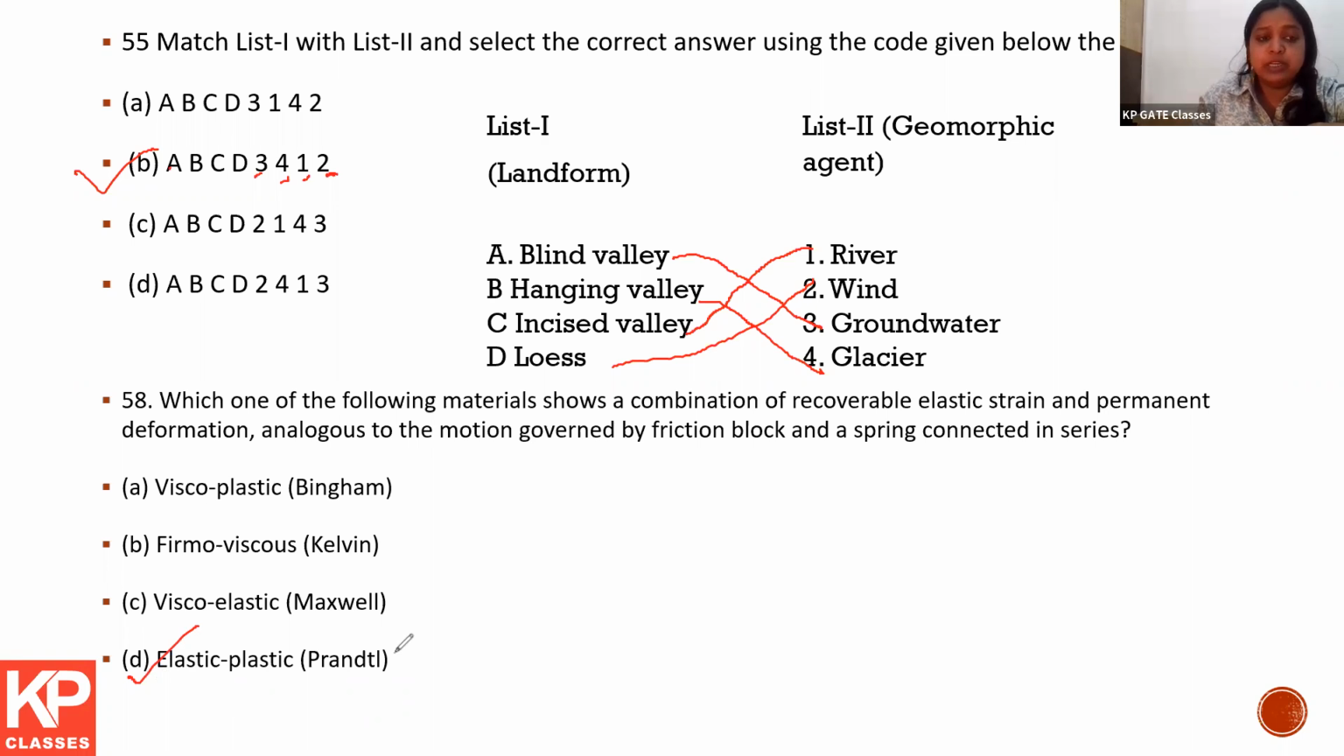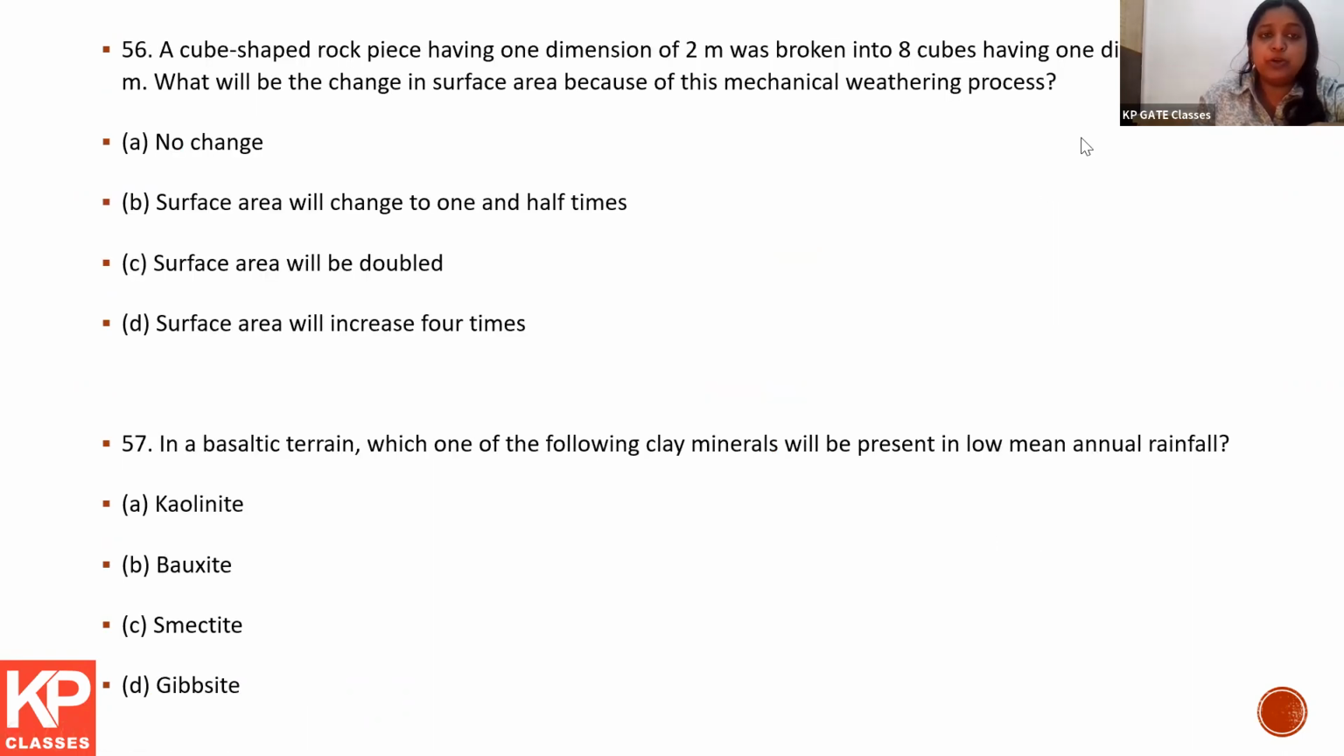Now the next one is the cube-shaped rock piece having one dimension of 2 meter was broken into 8 cubes having one dimension of 1 meter. What will be the change in surface area because of its mechanical weathering? So this is actually an easy question. So we know it is a cube-shaped rock piece having dimension of 2 meter on one side, broken into 8 cubes.